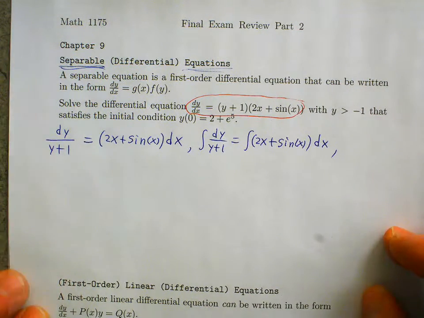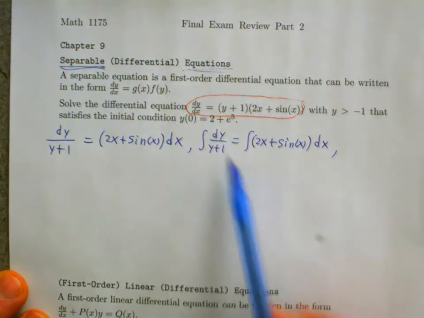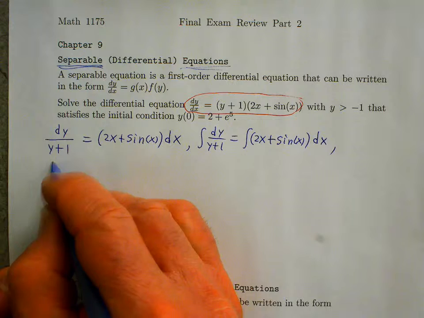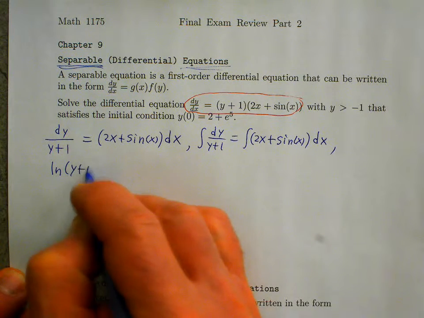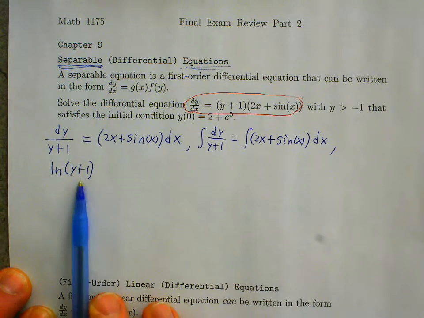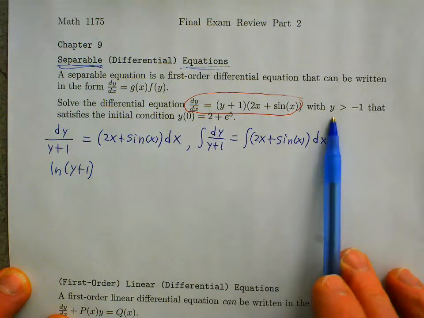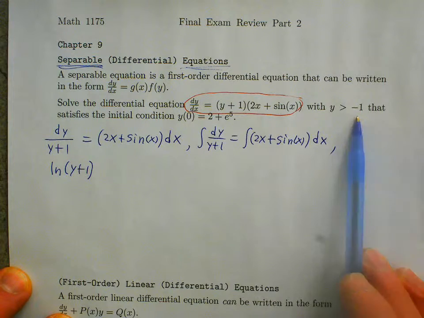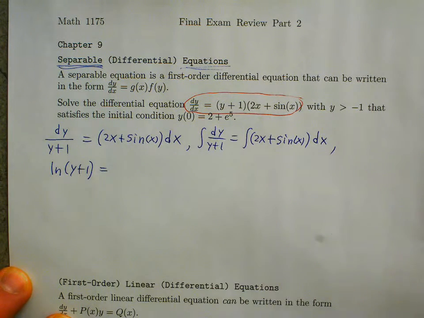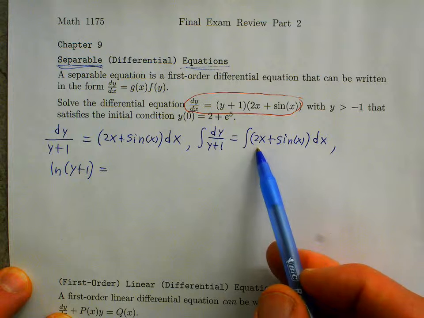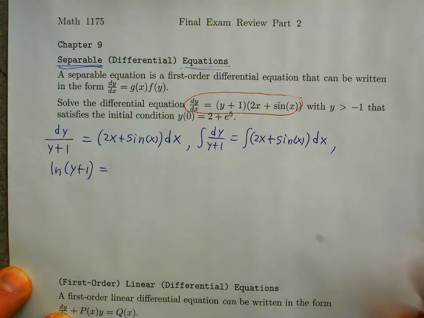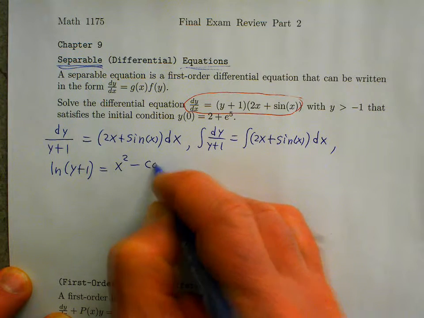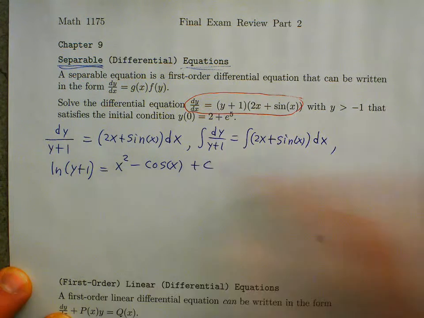Okay, so an antiderivative of 1 over y plus 1 is the natural log of y plus 1. So we don't need the absolute values because we have this condition, y is greater than -1. And then on the right-hand side, an antiderivative of 2x plus sine of x is x squared minus cosine of x, plus a constant.